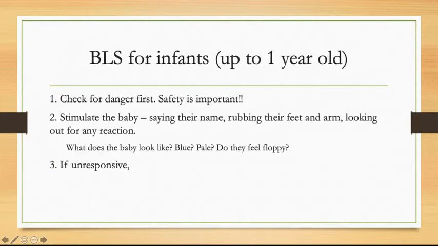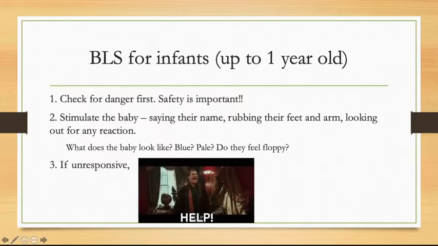And with adult BLS, we all know, before we do anything, we need to check for danger because you don't want to get hurt. The second thing you need to do is stimulate the baby. So this is just trying to wake them up. You can say their name, you can rub their feet and arm, and while you're doing that, you're just observing the baby as well. What do they look like? Because this will inform you how well they are. If they look blue, if they feel floppy, then you know something's definitely not right. And if they're unresponsive, then you shout for help.